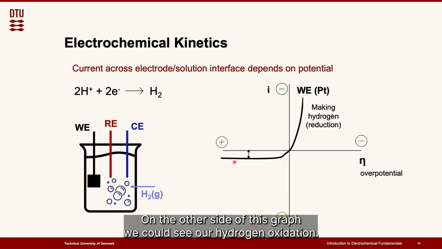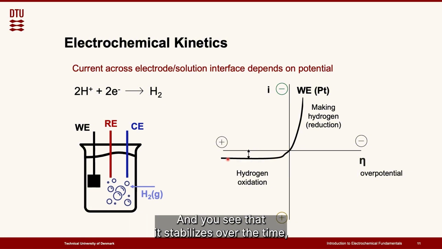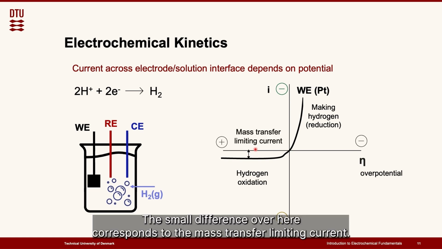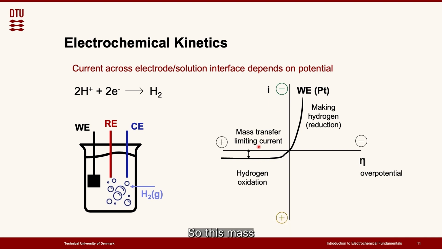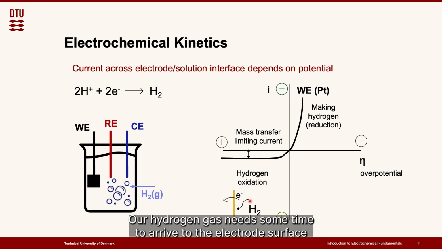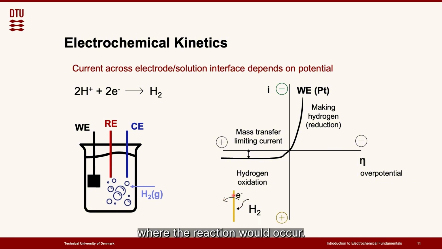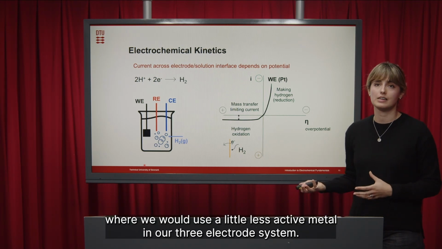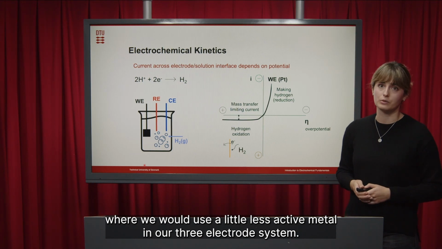On the other side of this graph, we could see our hydrogen oxidation, and you see that it stabilizes over time, but it doesn't really go according to our Nernstian prediction. The small difference over here corresponds to the mass transfer limiting current. So this mass transfer limiting current indicates one very simple thing: our hydrogen gas needs some time to arrive at the electrode surface where the reaction would occur. Let's consider another situation where we would use a little less active metal in our 3-electrode system.